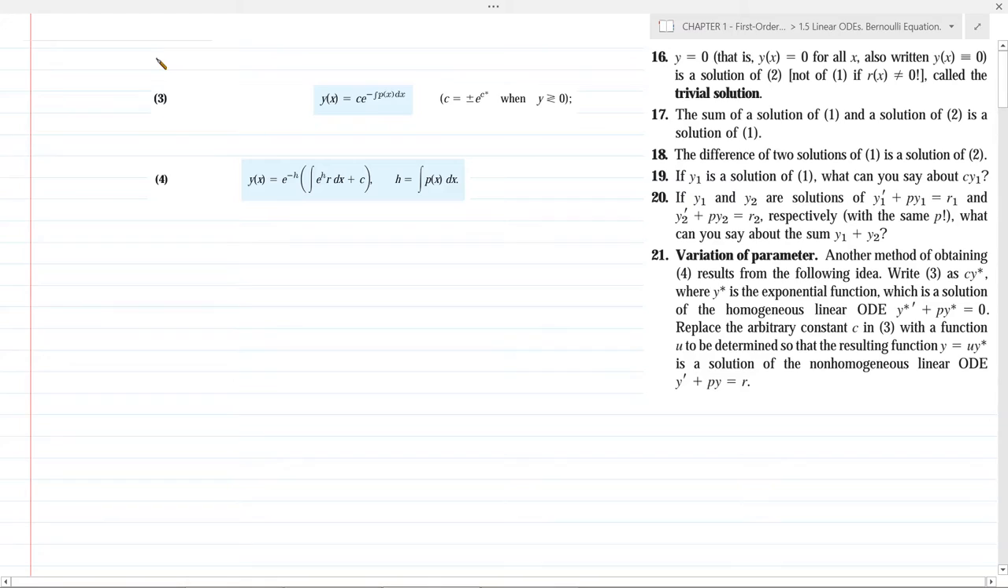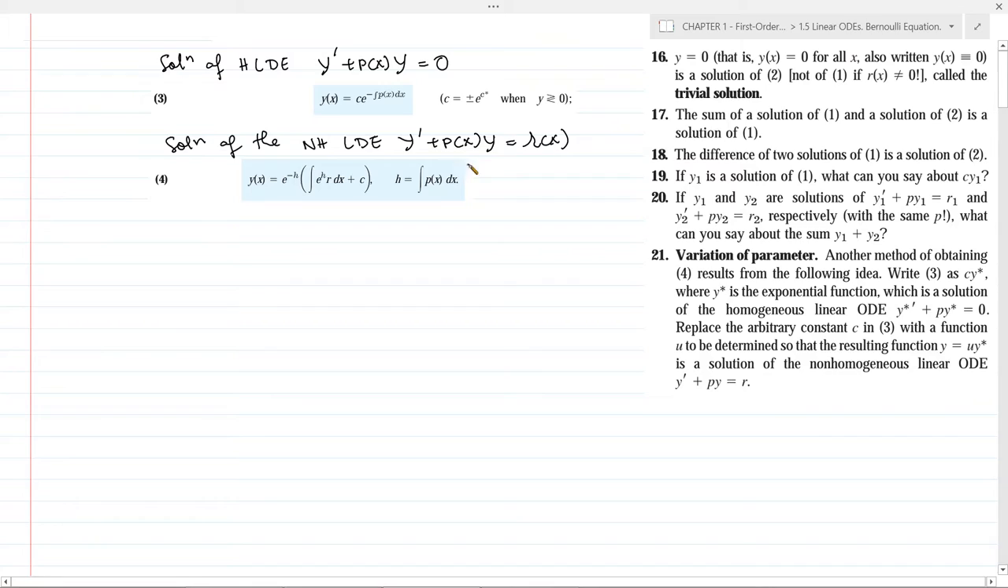Before starting problem 21, we will first understand what equation 3 and equation 4 are. Equation 3 is the solution of the homogeneous linear differential equation, that is y dash plus p of x y equal to 0, and equation 4 is the solution of the non-homogeneous linear differential equation, that is y dash plus p of x y equal to r of x. These two equations are from the book.